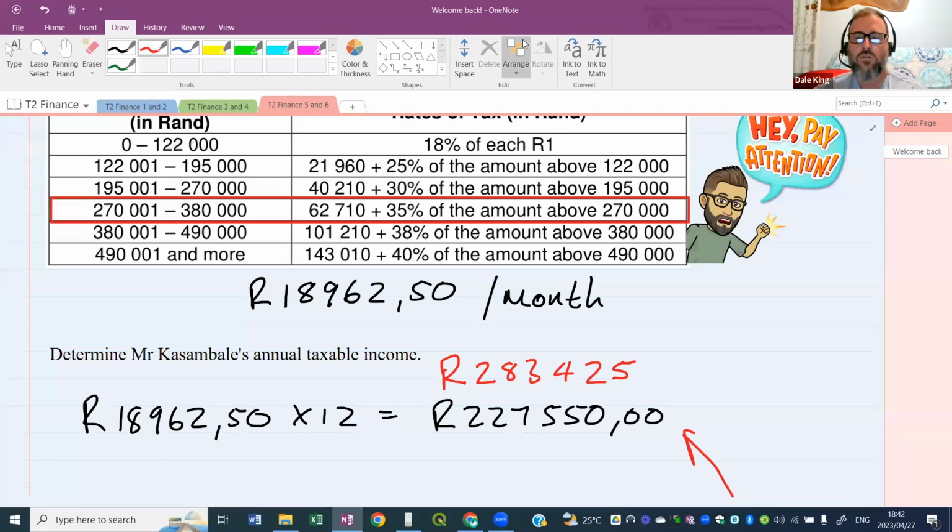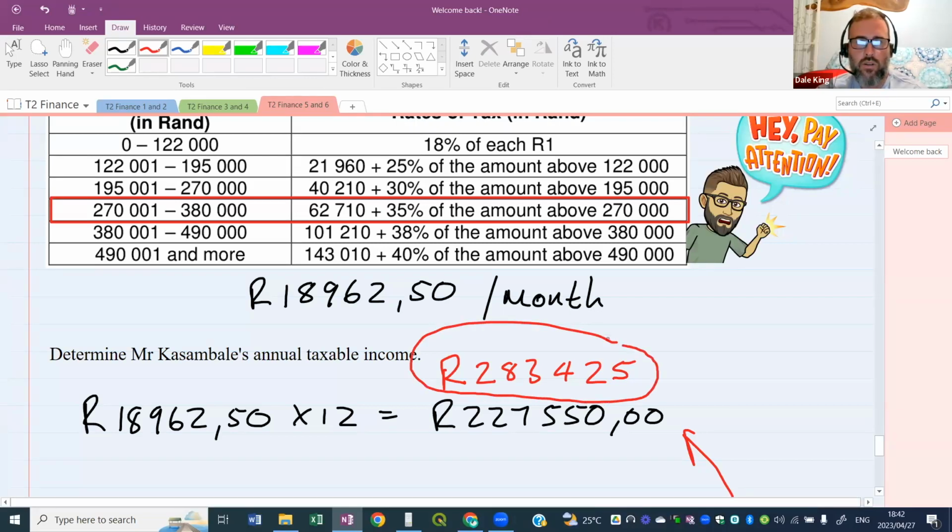I'm going to give you guys 5 minutes to try this. It's going to take a while, but I want you to try. I want you to use this value in red and that bracket or in the tax table and see if you can do this on your own. Step by step, very carefully.